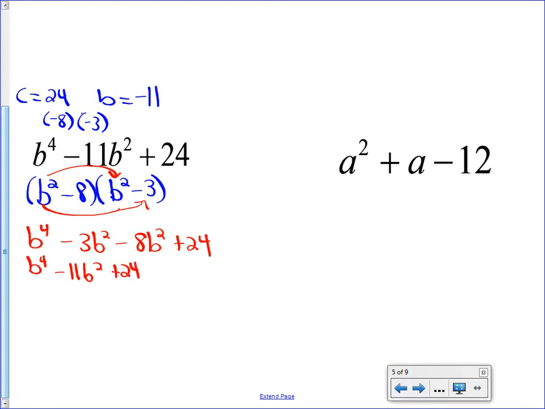Okay, my next one, I have to find two numbers that multiply to negative 12 and add to 1. Someone who I haven't heard from today. What two numbers multiply to negative 12 and add to positive 1? What do I get? Laura? I have two numbers. It has to multiply to negative 12.